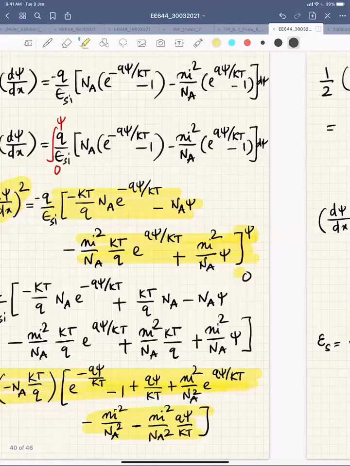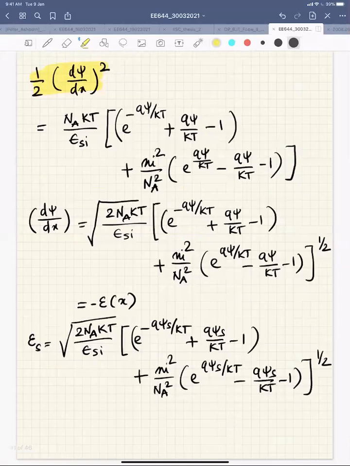So I have written here this equation again. This is just the simplified version of this equation. From here, if I want to find d psi by dx, you multiply 2 on the left and right hand side and take the root, so you'll get d psi by dx. And d psi by dx, we know, is the electric field, and we're talking about the electric field in the silicon. If you want to look at the surface electric field, basically the electric field at the surface.